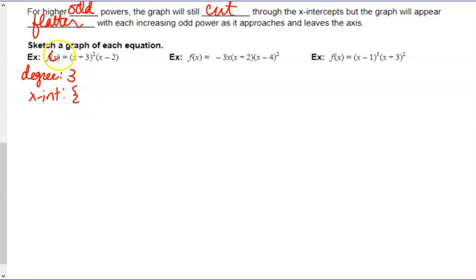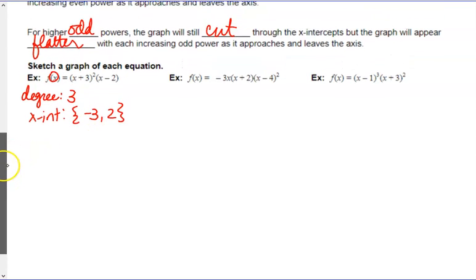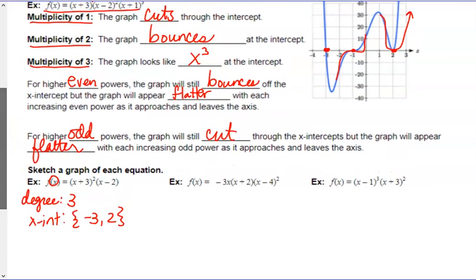That means I let this equal 0, and I go down the line and I say, okay, what makes this 0? That is -3. What makes this 0? That is +2. Now, if we're graphing, let's go as far as to saying, does this bounce or cut through at -3 and at 2?